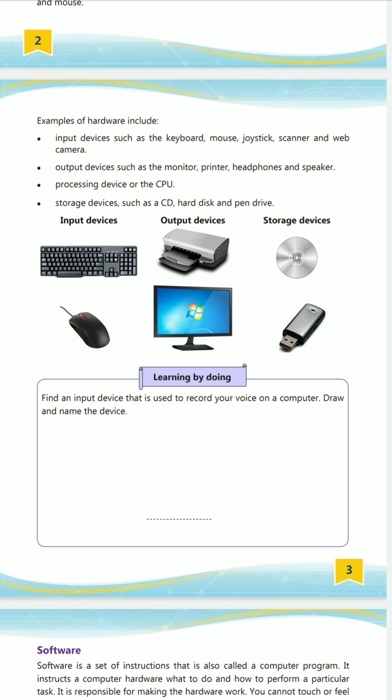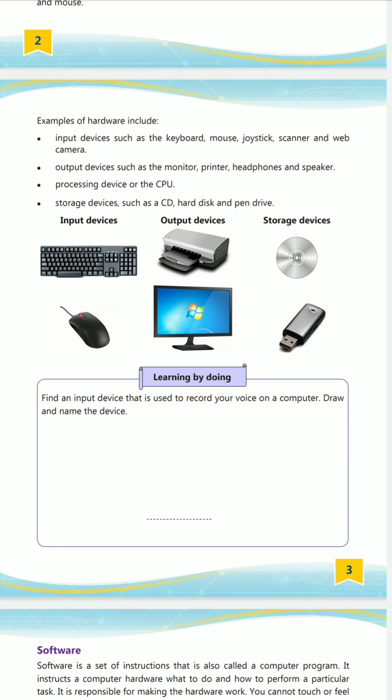Keyboard, mouse, this is called input device. Output device as like printer, monitor. Storage device, CD, DVD or pen drives. Input devices such as keyboard, mouse, joystick, scanner and web camera are very helpful for inputting our information in the computer system. इनपुट डिवाइस मीन्स जिससे हम इंफॉर्मेशन कंप्यूटर के अंदर हम डालते हैं.